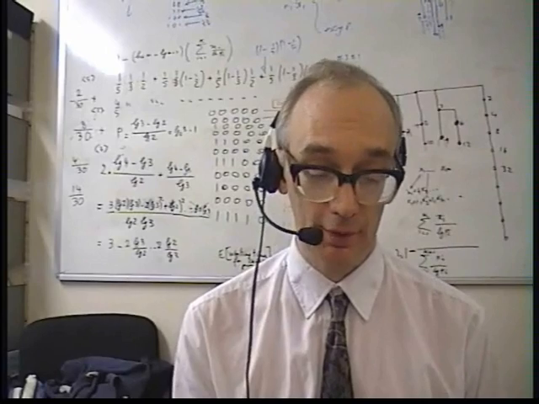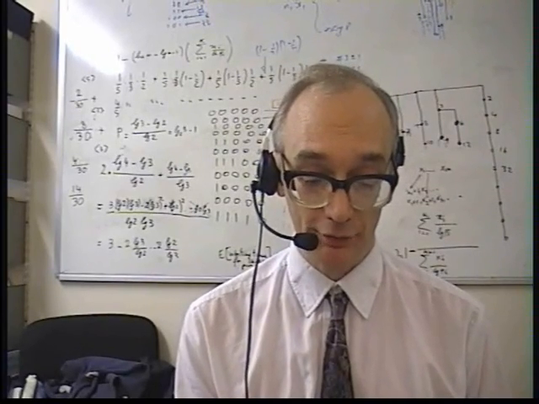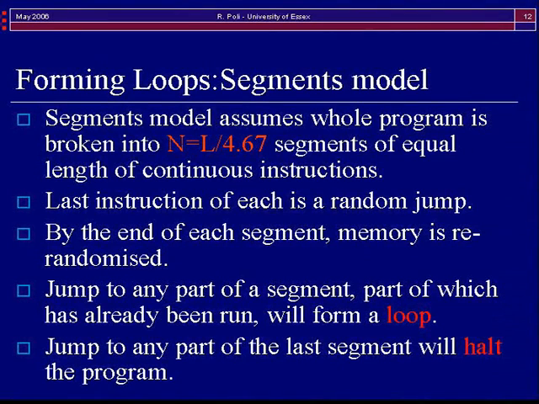And the model that we're going to set up is what I've called the segments model, and what this does is to divide the whole program into L over 4.67 segments of equal length. The last instruction of each segment is going to be a jump to a random location, and what we want to do is look at how programs can form loops, and the way they form loops is by jumping to a segment which they've already executed. The other thing that's of interest is if we jump to the last segment in a program, then we must filter through to the last instruction in that segment, so we'll come to the end of the program.